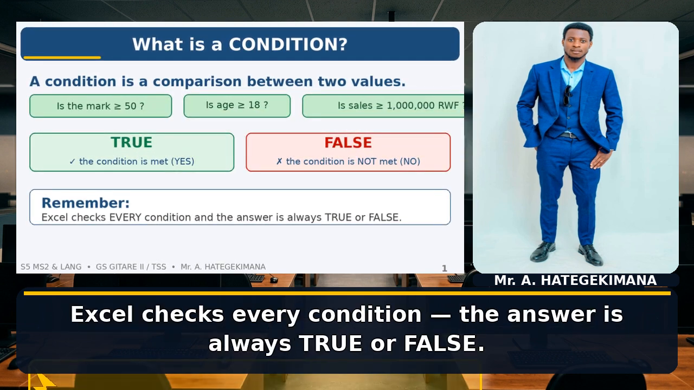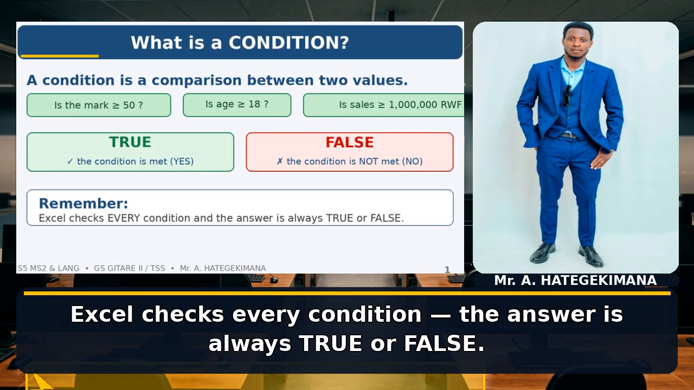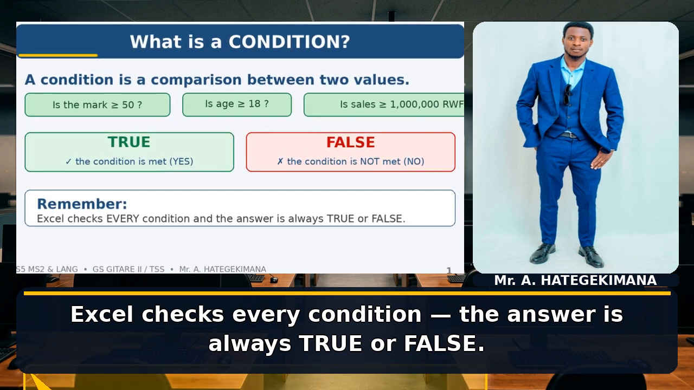If the condition is true, the answer is true. If it is not true, the answer is false. Remember that. True means yes, the condition is met. False means no, the condition is not met.